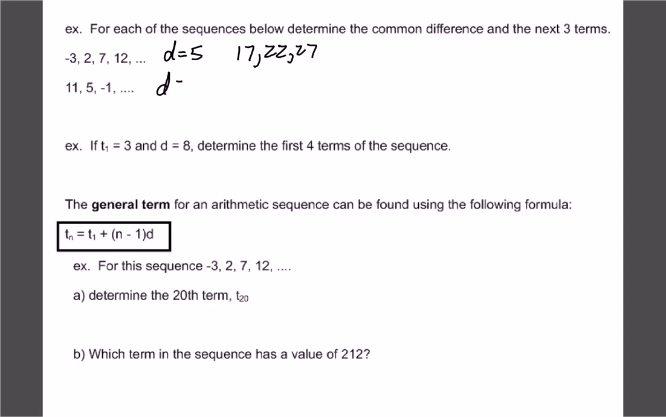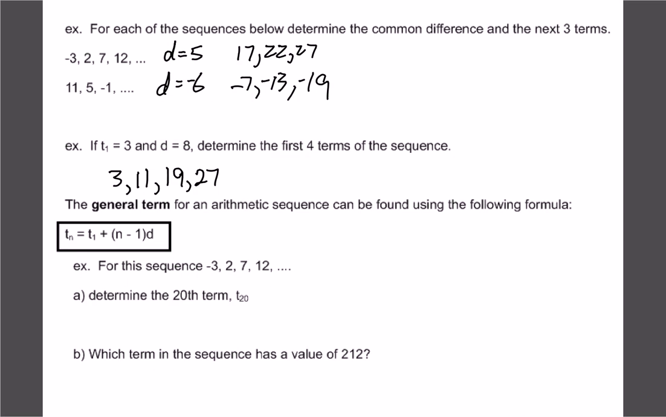This one you can see our common difference, we're subtracting 6 each time. So our next few terms would be -7, -13, and -19. Okay, another way we could write it is they could give you some information. So in this case, we know our first term is 3. Our common difference is 8, so that means we're going to be adding 8 each time. So we have 3, 11, 19, 27.